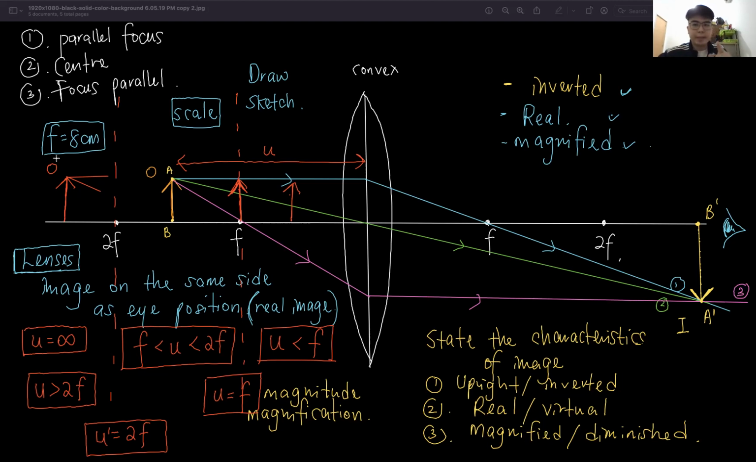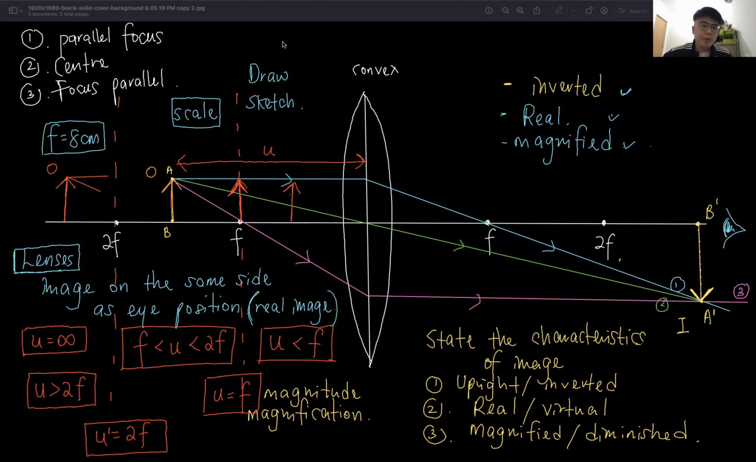Okay, now take down this one. Remember the 3 rules. Every time you sketch a diagram: parallel, focus; center; focus, parallel. Pick 2. Just stick to 1 and 2. Just stick to 1 and 2. Sometimes you will notice that 3 you cannot draw.